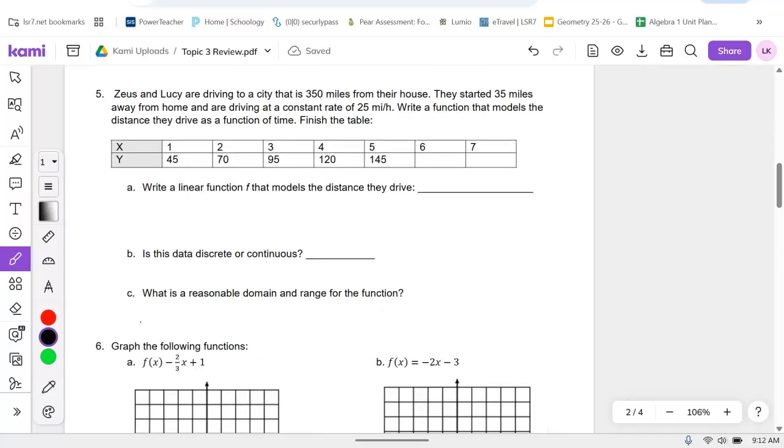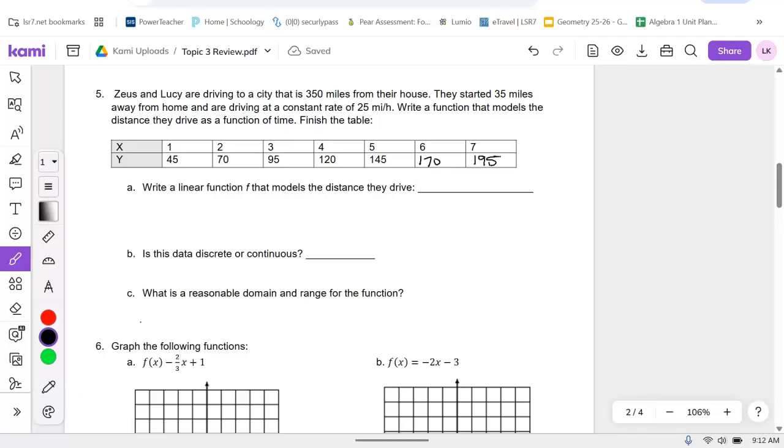Zeus and Lucy are driving to a city that is 350 miles from their house. They started 35 miles away from home and are driving at a constant rate of 25 miles per hour. Write a function that models the distance they drive as a function of time. Finish the table. So you just go up by 25. So this would be 170 and then 195.